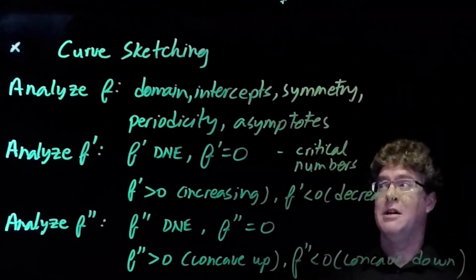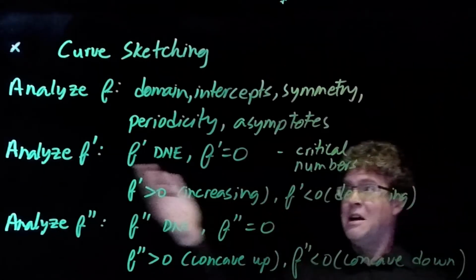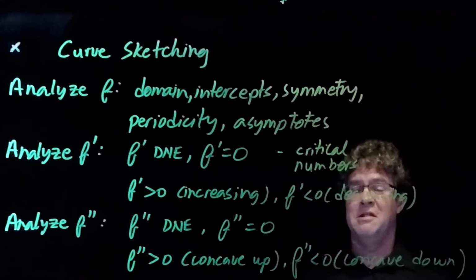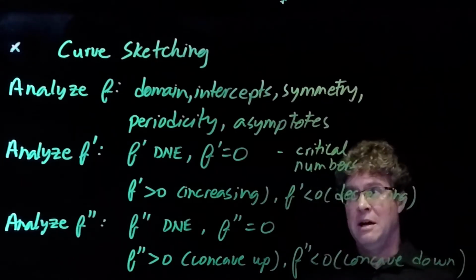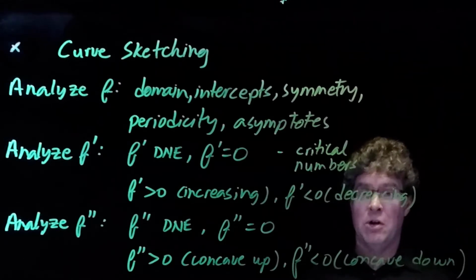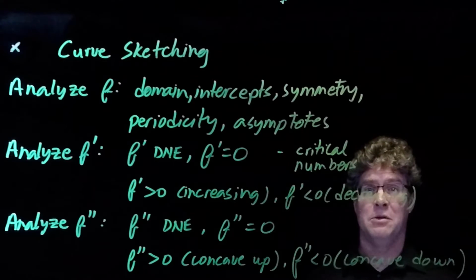So when we curve sketch, we first of all analyze f. We look at the domain, the intercepts, the symmetry. We look to see if there's periodicity. Also, there could be vertical asymptotes or horizontal asymptotes.